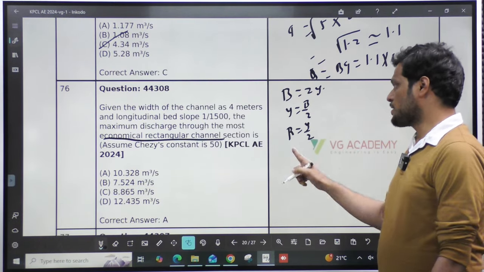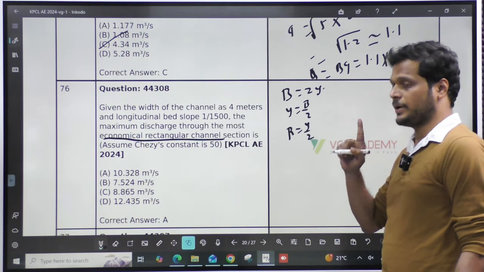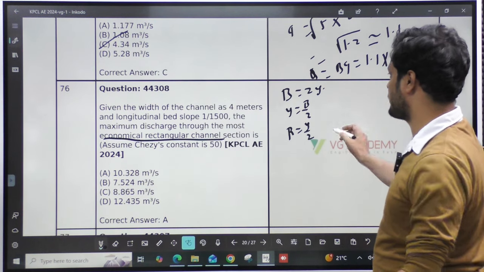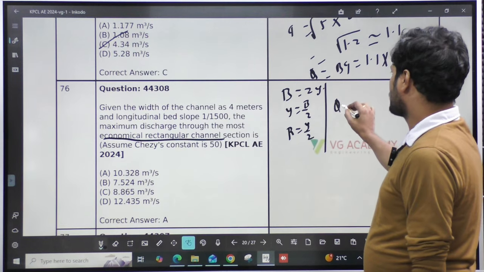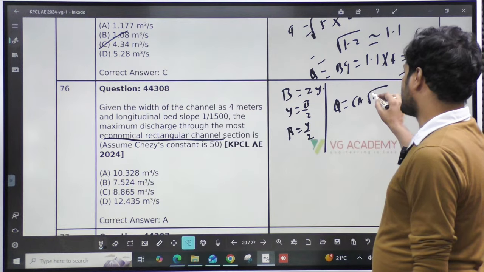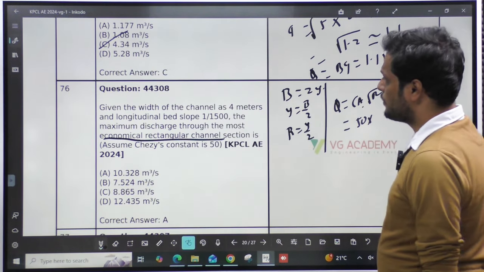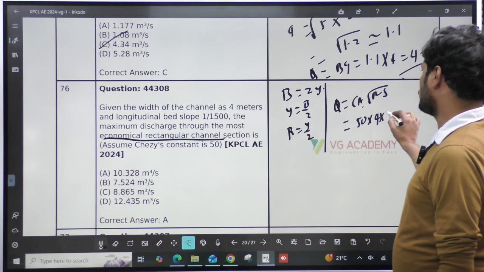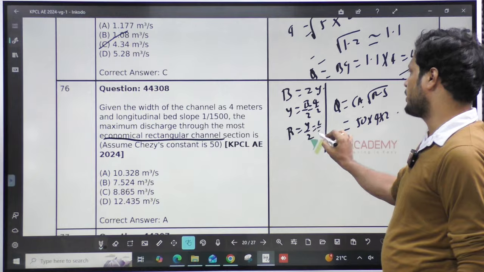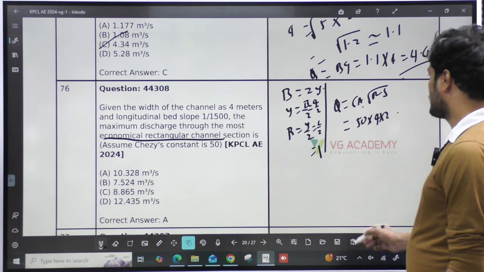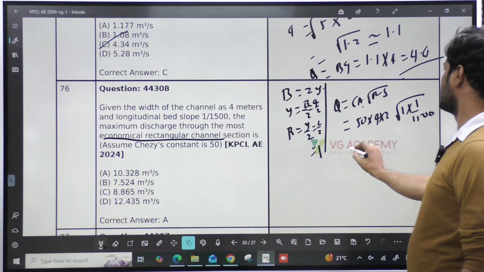For wide rectangular channel, R is equal to y. For most economical channel, R is equal to y by 2. So that is the difference, don't confuse. So we want discharge. So Q is equal to CA root RS. So C value 15, A value B into y, 4 into 2, because y is B by 2, so 4 by 2, and R is 2 by 2, 1, into square root of 1 into 1 divided by 1500.